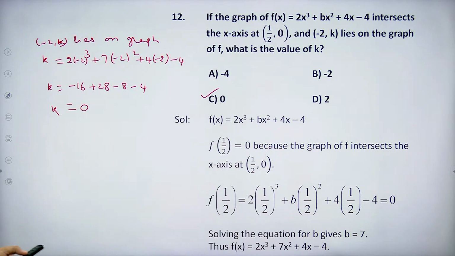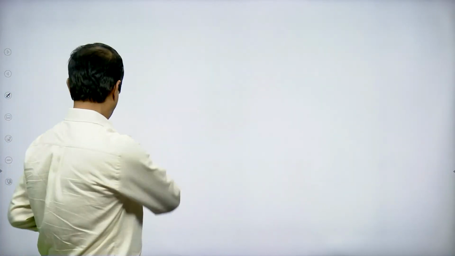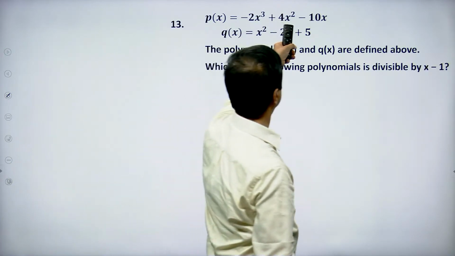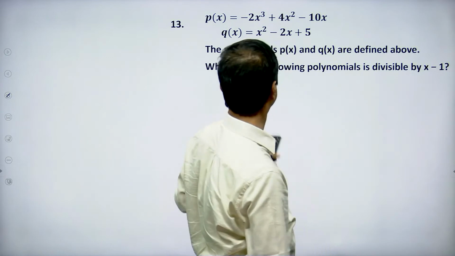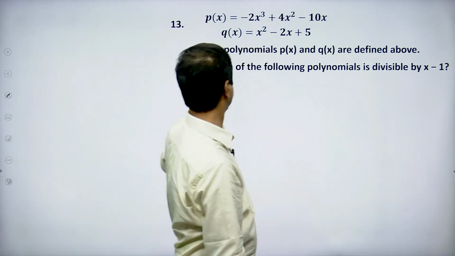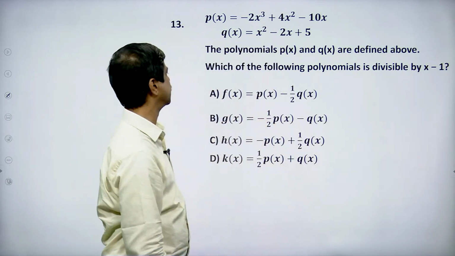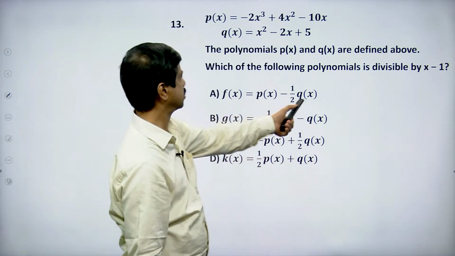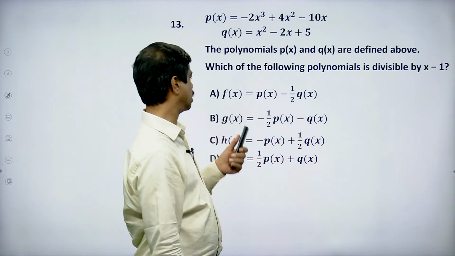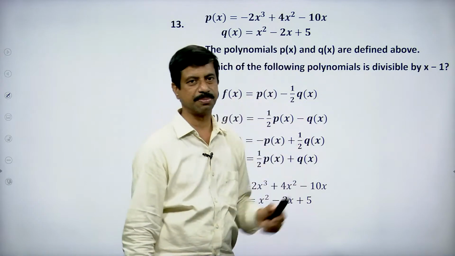So right children, we will go to the next question. Of course, this is all we have already proved. Now P of x is minus 2x cube plus 4x square minus 10x, and Q of x is this. These are two polynomials as defined above. Which of the following polynomials is divisible by x minus 1? P of x minus half Q of x. So first of all, we should find out what f of x, g of x, h of x and k of x are, and then see whether they are really divisible by x minus 1 or not.